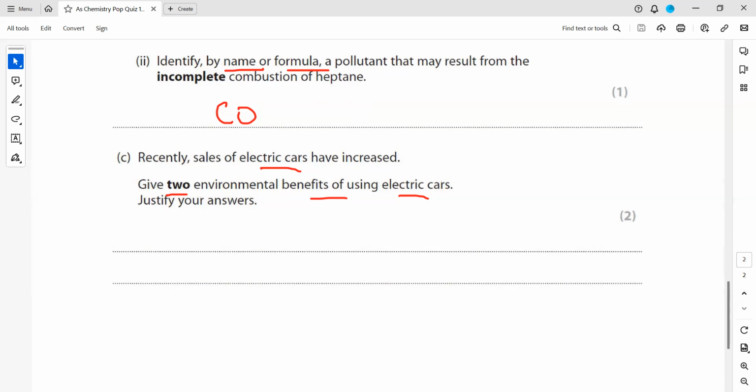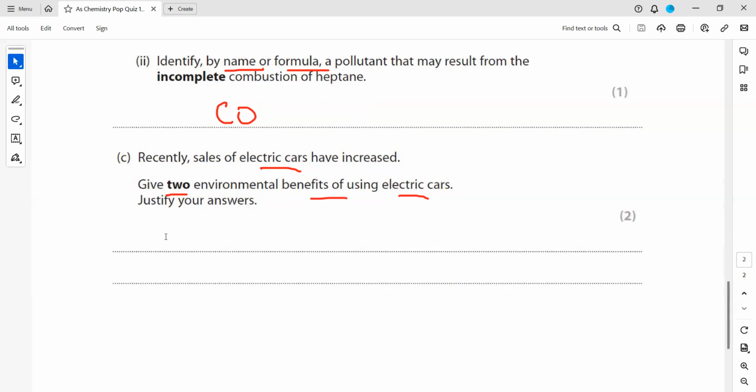And the same thing, they do not release any pollutant like sulfur dioxide, which can cause acid rain. You can mention that as well. Another advantage of using electric vehicles over those using fossil fuels such as petrol and diesel is that they do not produce too much noise. They're much quieter as compared to the conventional cars which we are using now.